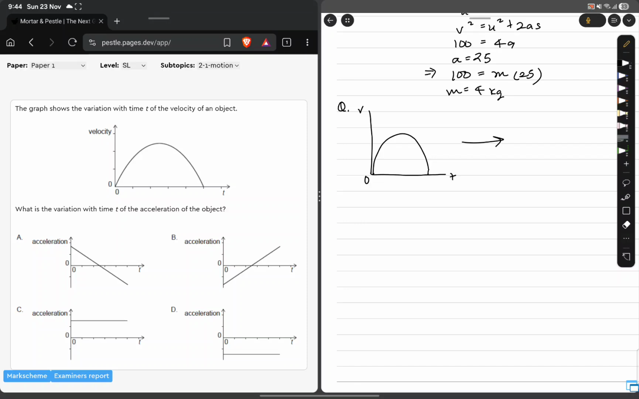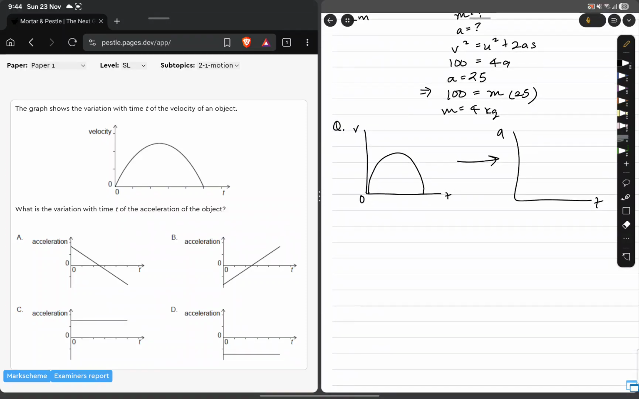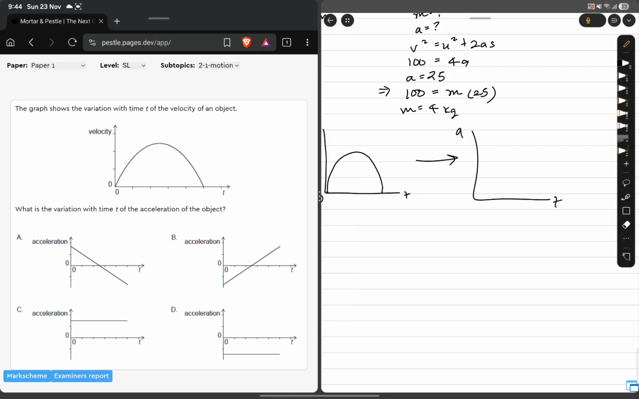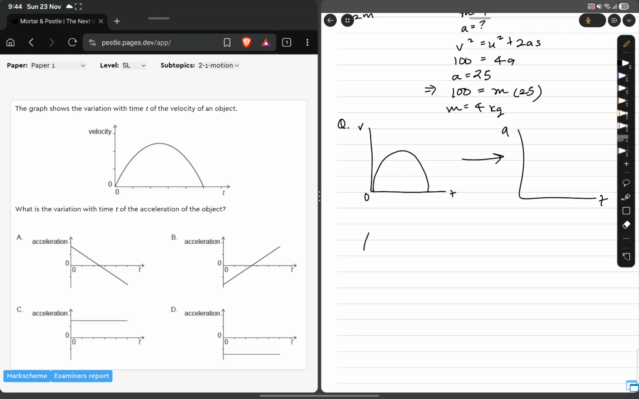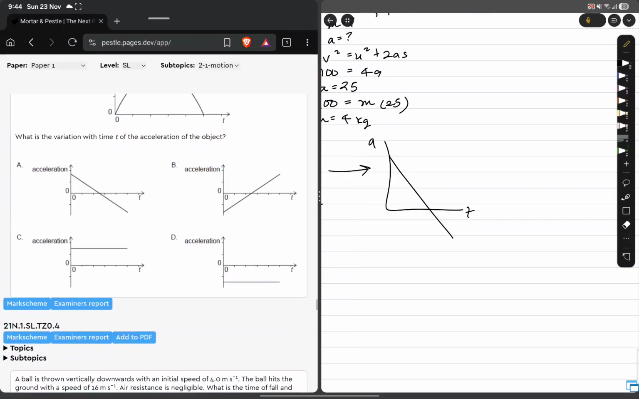Well, if you convert it to the acceleration version, we can see that the velocity is increasing, but then it starts to decelerate, where it's decreasing. Which means that this entire section where it's decreasing must be negative. So it's going to look like that, which is A.